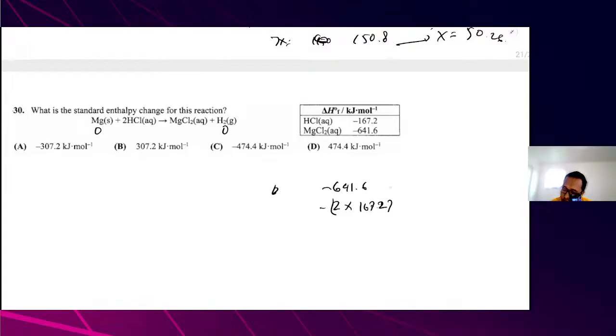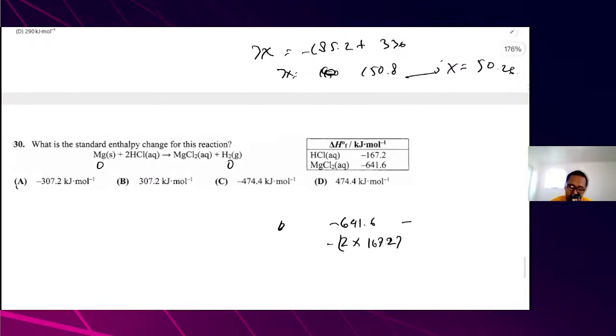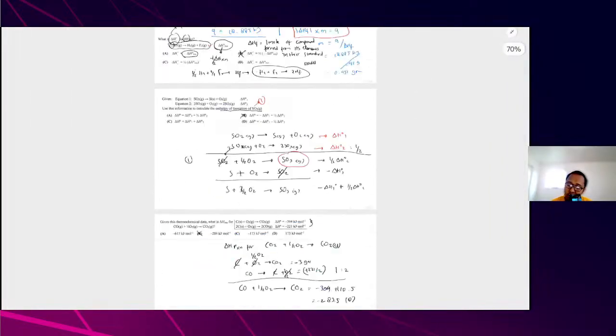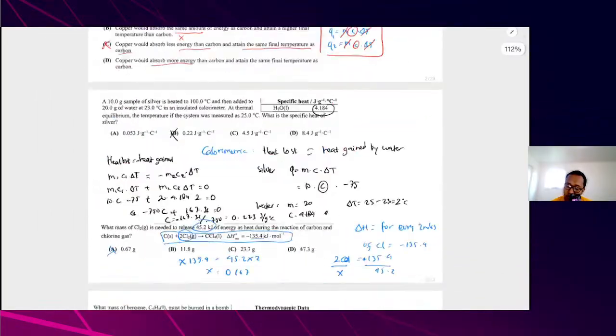So 641.6, this one is already minus over here, so it should be minus 2 times 300.7, but it should be minus. Yeah, good. Great. We are done with the enthalpy and heat. Okay, we are done with this one.